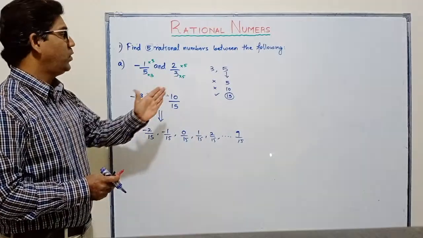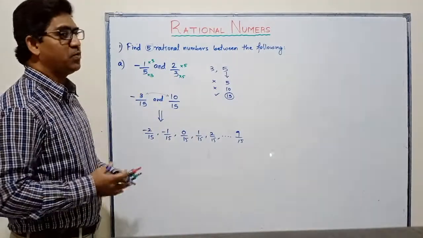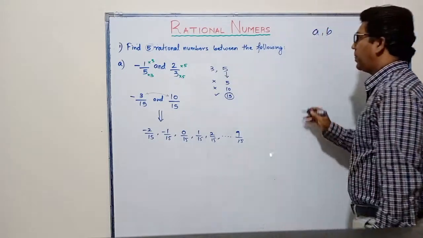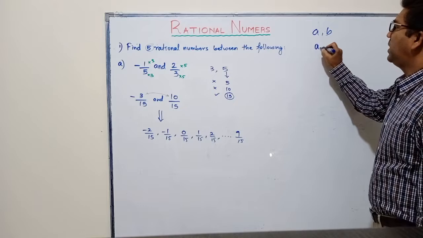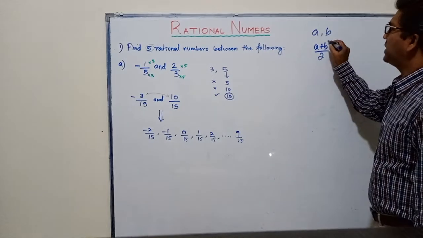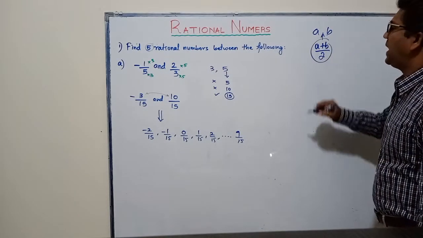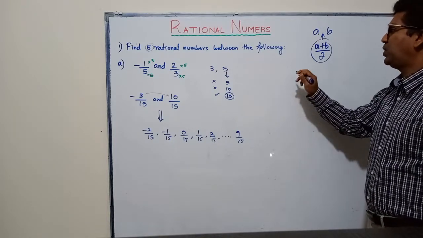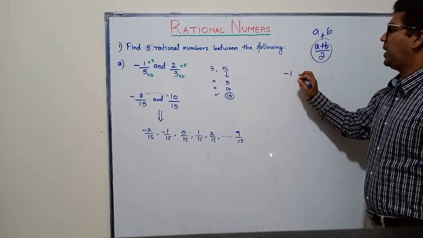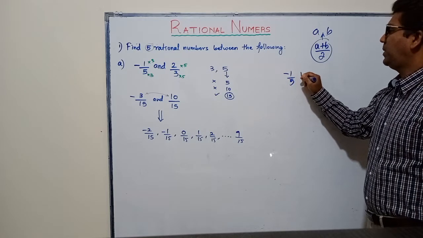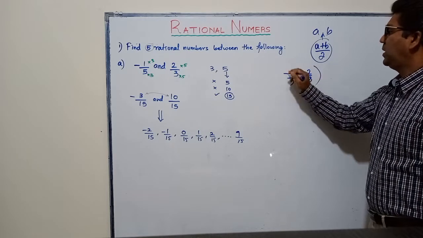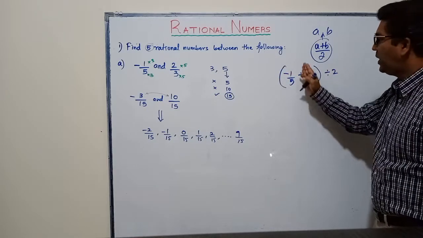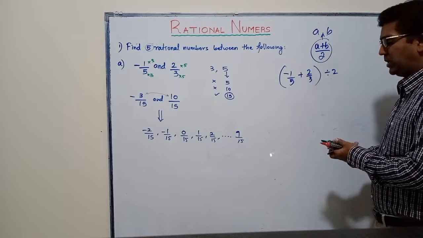Now, second way of doing the same question is to find the average of the two numbers. So if A and B are two rational numbers, then you take the average or the mean. A plus B upon 2 is a rational number which is between A and B. So I need to find a number between minus 1 upon 5 and 2 upon 3. So what you have to do is you have to add minus 1 upon 5 and 2 upon 3. This answer you have to divide it by 2 to get a number which is between these two. And then you have to continue the same pattern.